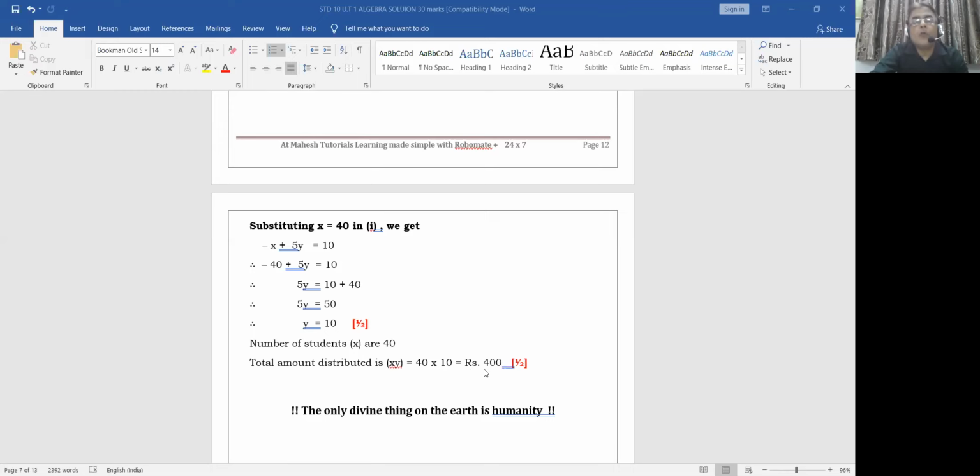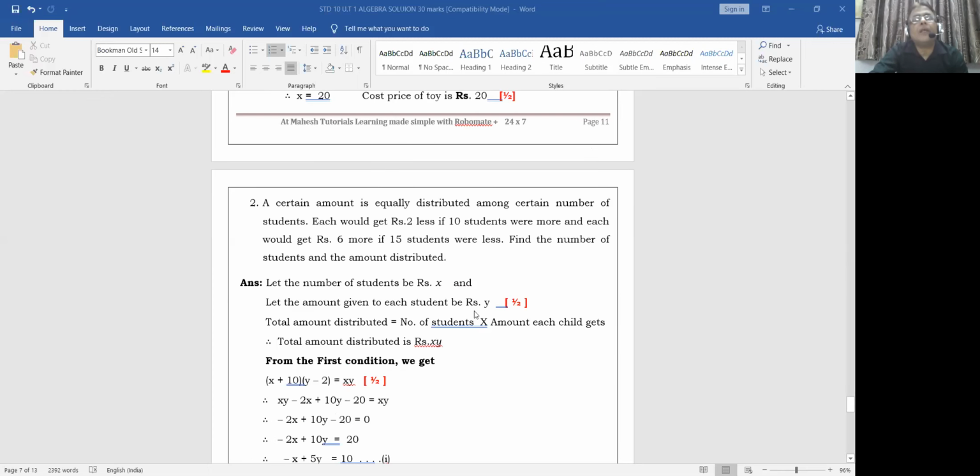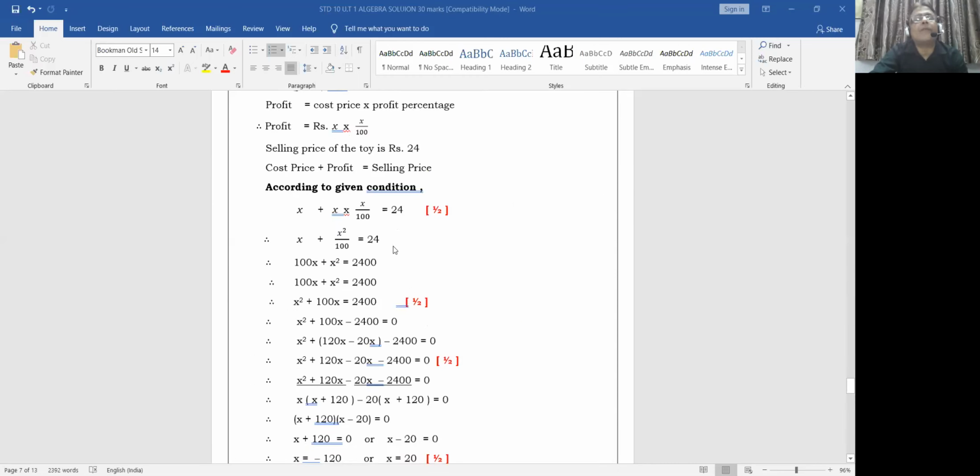Got it? Now overall, students, if you have not written rupees here, add rupees in the first step, then deduct half mark. Give only 2.5. Same case with the previous one: cost, rupees, profit. If you have not written, deduct half mark for each.